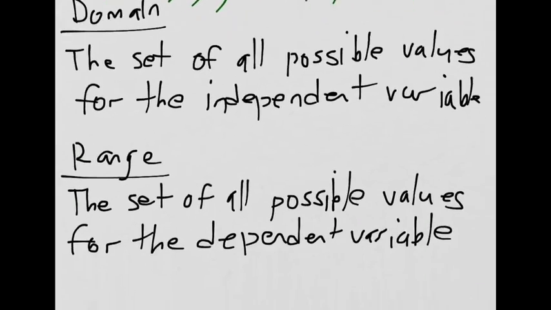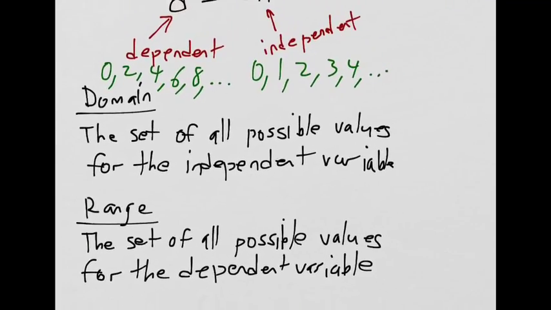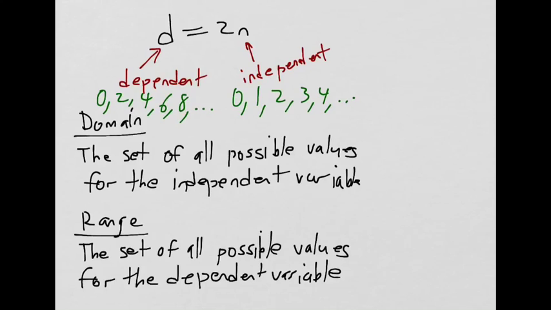Hopefully that makes sense. Just remember, domain is the set of all possible values for the independent variable. That's all the numbers that this guy can be. And range is all the possible values that the dependent variable can be. That's this guy over here.